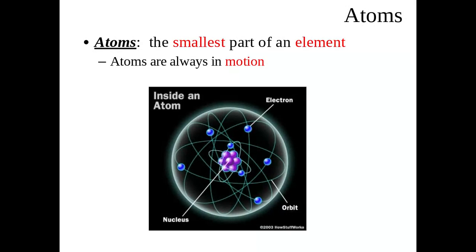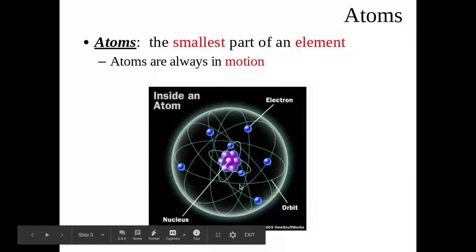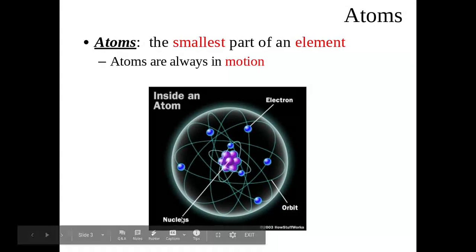Atoms are always moving around. Now, atoms are made up of three different parts. Look at this model right there, and they're pointing to orbits. An orbit is something that goes around and around and around, and there are electrons, and there's a nucleus.